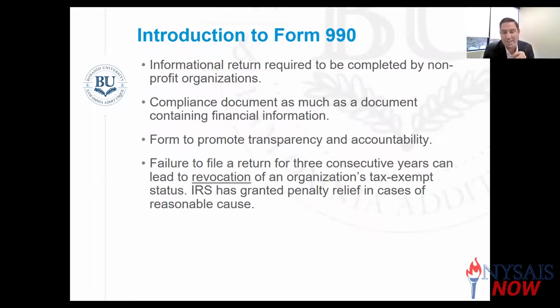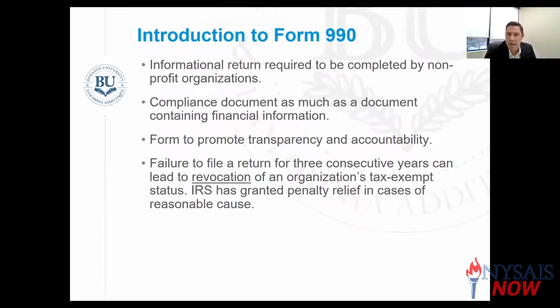I don't like to call it a tax return because it's really giving the reader information about your organization that they couldn't get from your audited financial statements. Yes, there is some financial information included in there, but it's really about what other things, and we'll talk about those things, what are they meaning to your organization throughout the year?